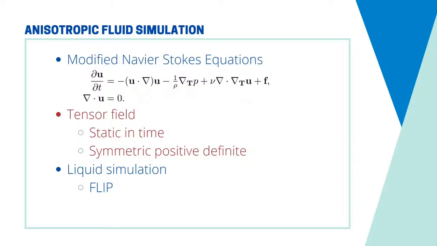In this work, we propose a new numerical tool for flow control using simulation in an anisotropic medium. To execute these simulations, a modification of the Navier-Stokes equations is needed. In this case, the tensor field acts as a medium property of the fluid domain. To solve these equations, the tensor field needs to respect two restrictions. First, it needs to be symmetric positive definite, and second, the tensor field does not vary over time. In this paper, we focus on simulating liquids, which led us to build our method based on FLIP.